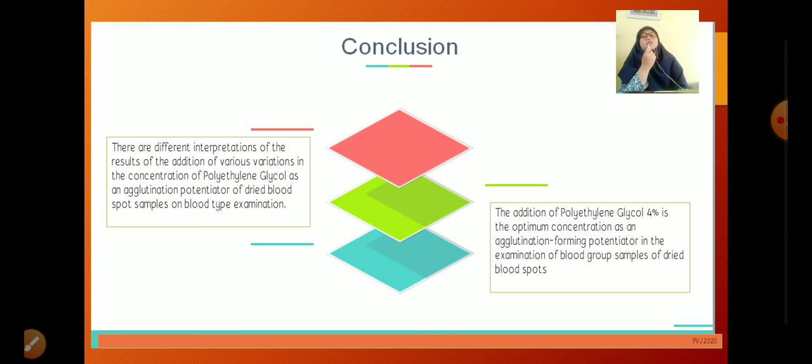The last conclusion: there are different interpretations of the results with the addition of various concentrations of polyethylene glycol as an agglutination potentiator of dried blood spot samples in blood type examination. And the addition of polyethylene glycol 4% is the optimum concentration as an agglutination-forming potentiator in the examination of blood group samples from dried blood spots.